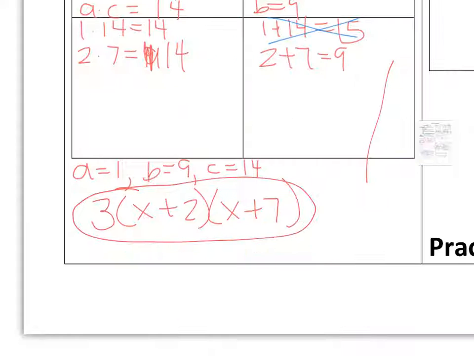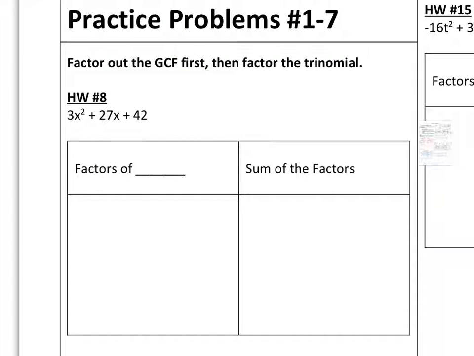Now, that should get you through practice problems 1 through 7. Now when you get to practice problem number 8, they become a little bit different, because if you notice there's a number in front of x squared. So far all the numbers that we've used in front of x squared have just been 1s. Now the good news is we can do what we learned in lesson 1 to help simplify this problem before we have to factor it.